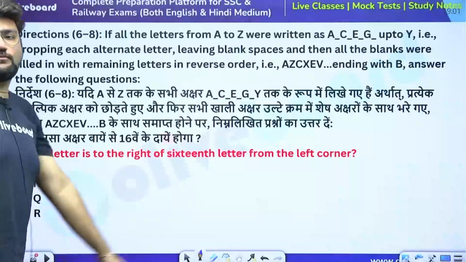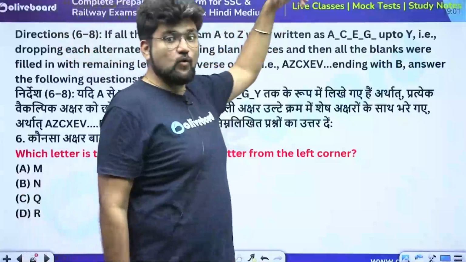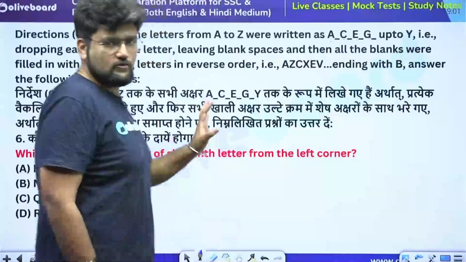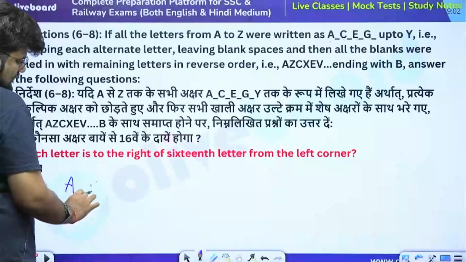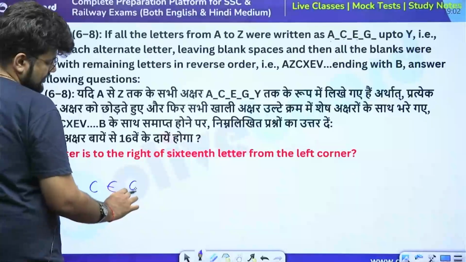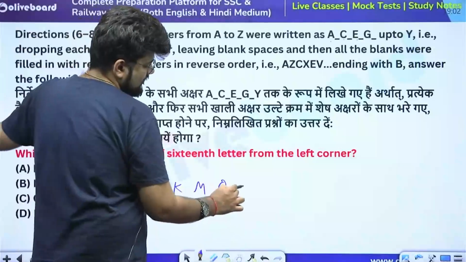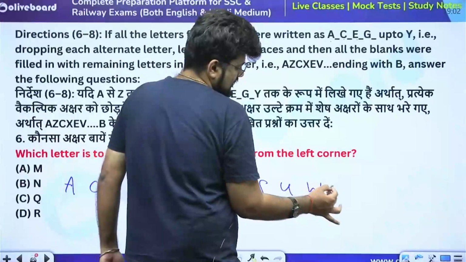See, now again we'll have to form the series here in a different way. Read the instructions carefully. The instructions are telling you that we are starting from A to Z, but we are leaving a blank in between this time and we are only writing the odd letters first. 1, 3, 5, 7 up to Y. So let's do that first. We'll write 1, 3, 5, 7, 9, 11, 13, 15, 17, 19, 21, 23, 25.